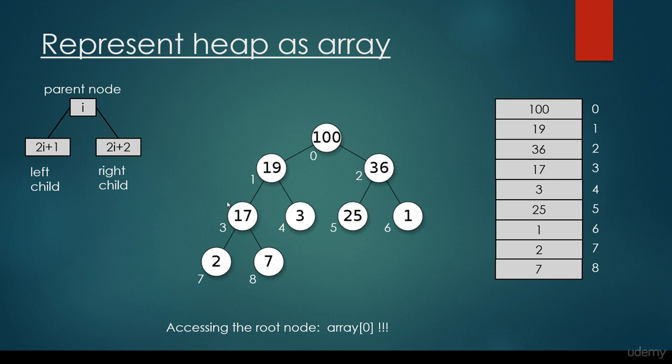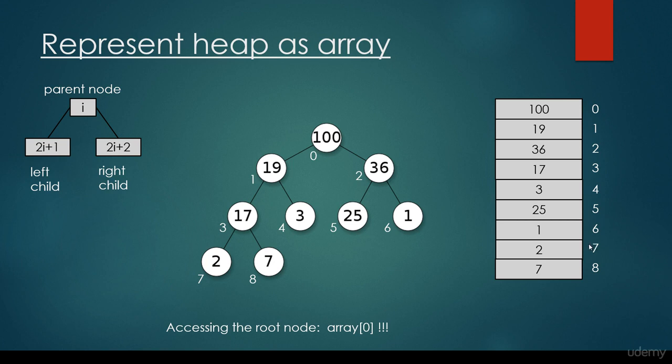Let's consider, for example, 17. 17 has the index 3. Okay, we have the 17 here. How are we able to find the left child in the array? The left child is going to be 2 times I plus 1. So 2 times 3 plus 1, so basically 7. Yeah, here's the 2 with the index 7.